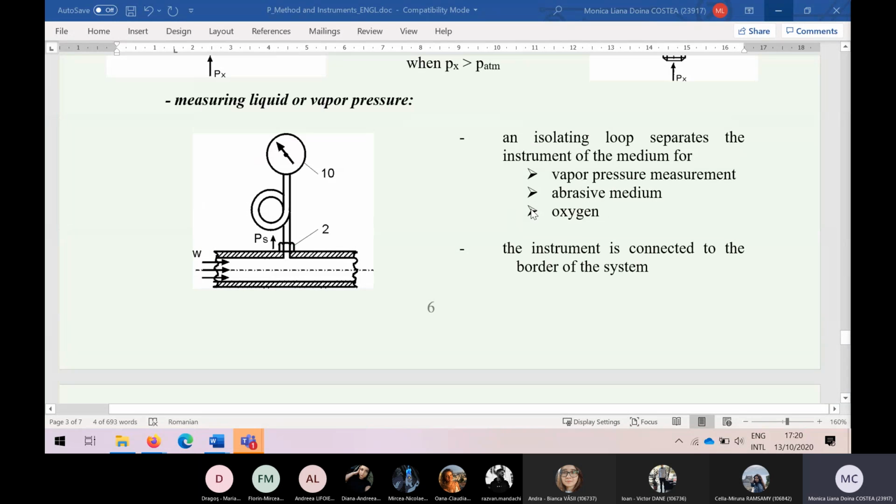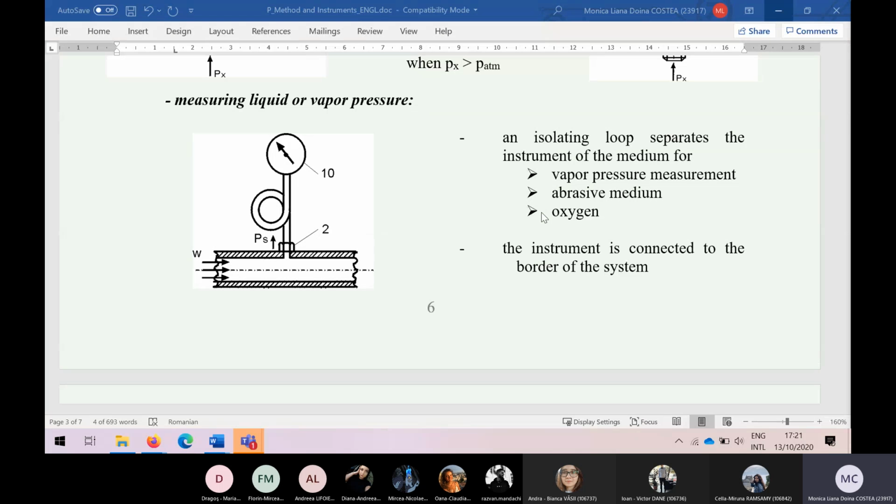Nevertheless, we cannot finish this category without presenting the way that these elastic element apparatus are placed during the measurements. You see in the picture, and it is advised to be like this, that an isolating loop is placed between the apparatus and the medium of which the pressure is to be measured. This isolating loop is very important mainly in three cases.